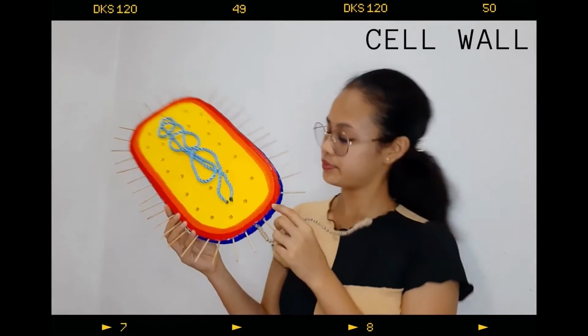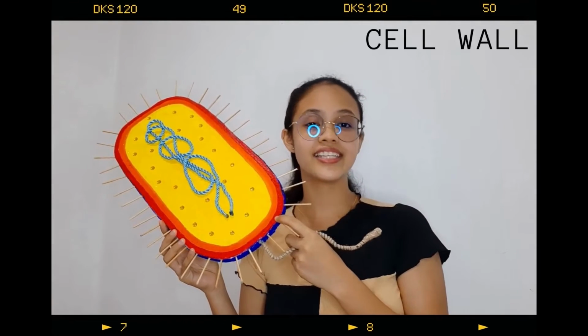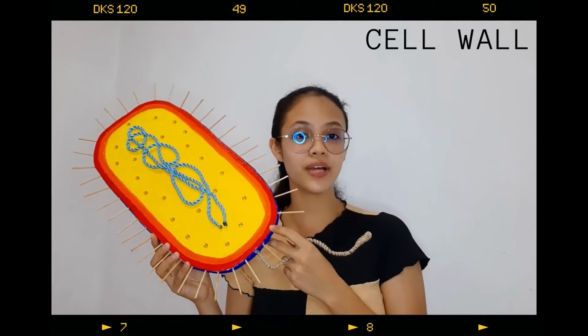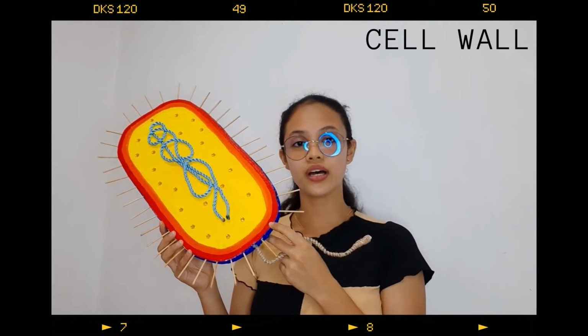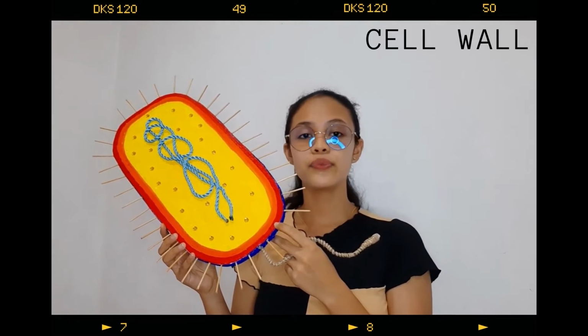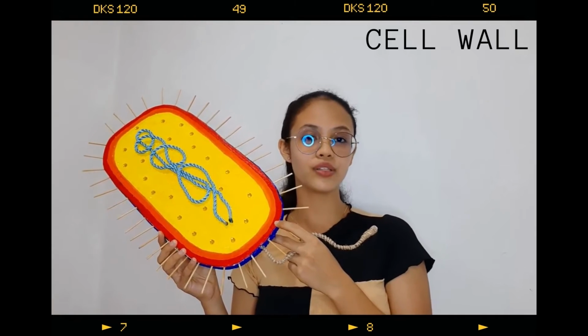Cell wall. This red-colored part is the cell wall. It is a rigid wall that gives the cell its structure and protects the plasma membrane. It also helps to anchor appendages like the pili and flagella, which originate in the cytoplasmic membrane and protrude through the wall to the outside.